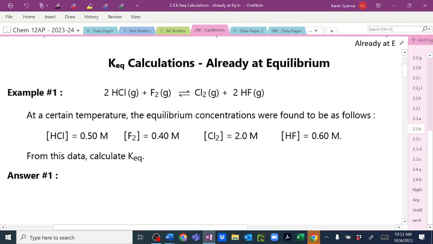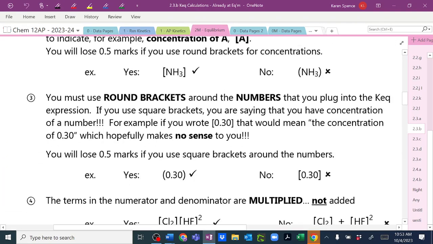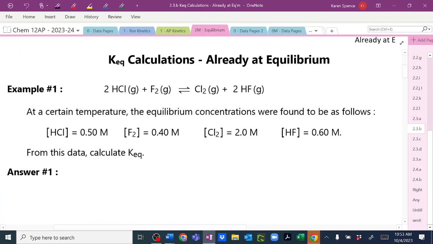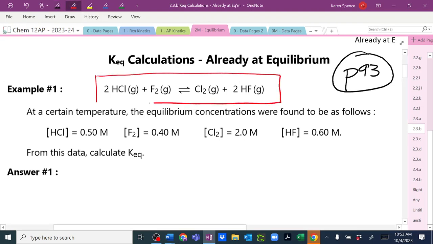So on page 93, we have this equilibrium here. And we are told that at a certain concentration, the equilibrium concentrations are, and we have HCl, F2, Cl2, and HF. So those are the concentrations at equilibrium. From this data, calculate the KEQ.